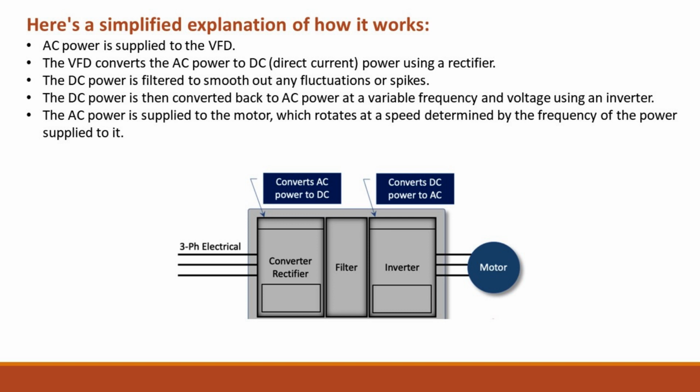Here is a simplified explanation of how it works. AC power is supplied to the VFD. The VFD converts the AC power to DC, direct current, power using a rectifier. The DC power is filtered to smooth out any fluctuations or spikes. The DC power is then converted back to AC power at a variable frequency and voltage using an inverter. The AC power is supplied to the motor, which rotates at a speed determined by the frequency of the power supplied to it.